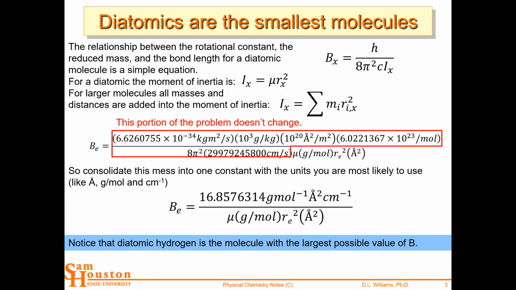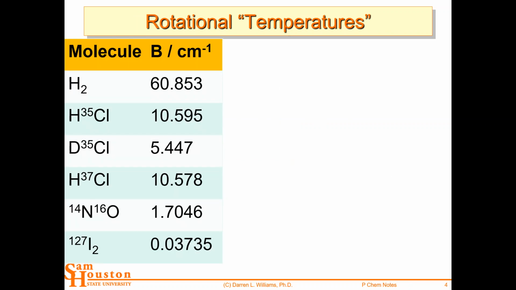So the smallest molecule would be hydrogen, so it's going to have the highest rotational constant because the mass and the bond length are in the denominator. And so hydrogen is going to be the largest rotational constant. Everything else in nature is going to have a smaller rotational constant than that. That just means that the energy level spacing for hydrogen is as big as it's going to get. Benzene is going to be touching.